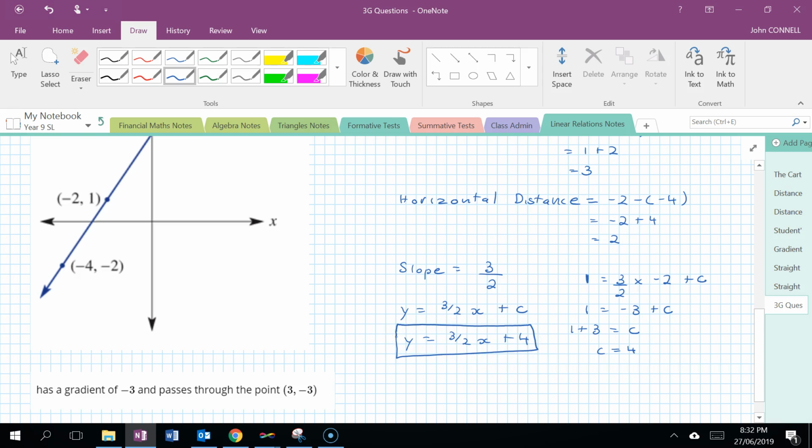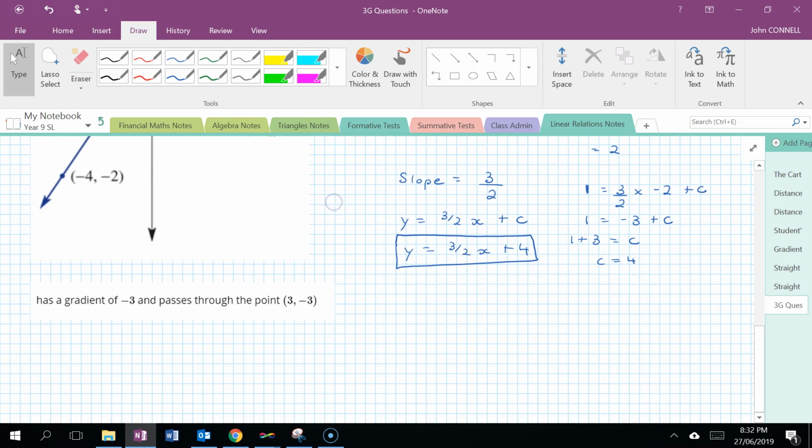Okay, so we always need the slope and we always need the y-intercept. Now in this case, I've been given the slope. So here in this final one, they've told me it's a gradient of minus 3. So I'm going to get y equals minus 3x plus c. And then I use the same idea that I did before. So from 3, minus 3, well, in place of y, I'm going to put the y-coordinate, which is minus 3. In place of x, I'm going to put the x-coordinate, which is 3, plus c.